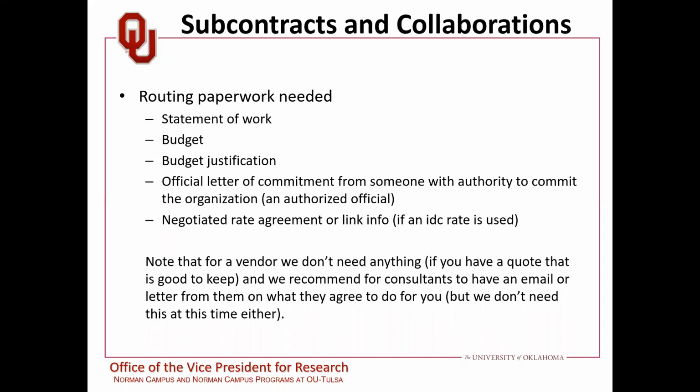For a consultant, we recommend that you have an email from them where they say how much they want for whatever it is that you want them to do. A good way to get this is to just send them an email and say, hey, Joe, just want to confirm you're going to do blah, blah, blah for my proposal for $5,000 a year. They respond, yes. Now you've got something that shows you've got an agreement.